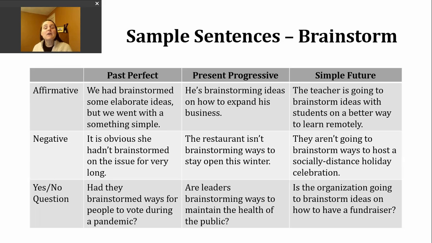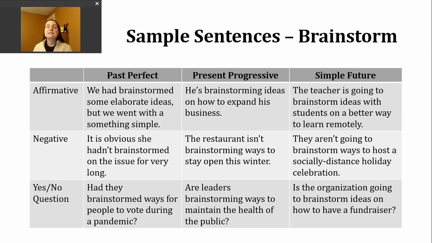Okay. If I want to make a negative sentence in the past perfect, I'm going to insert not after had. So we'll have had not, and then the participle form of the verb. You might hear native speakers use the contraction form, hadn't, and that's what I've included in my example. It's obvious she hadn't brainstormed on the issue for very long.